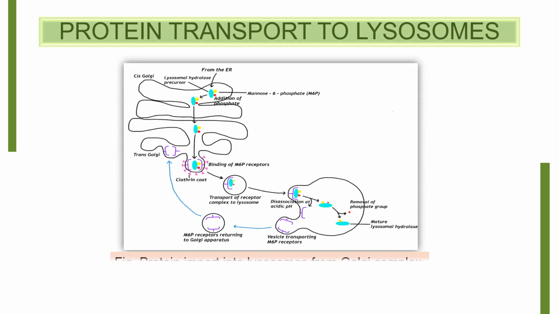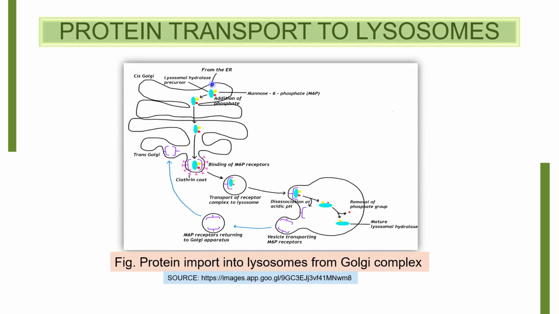Protein transport to lysosomes. Proteins destined for lysosomes are sorted by the presence of mannose-6-phosphate, which binds to mannose-6-phosphate receptors, or M6P receptors, present in the trans-Golgi. Binding of the protein to its receptor eventually leads to the budding off of vesicles from the trans-Golgi network, which then fuse with the lysosomes. This results in the release of the contents from the receptor into the lysosome, and the receptor eventually buds off from the lysosome and fuses again with the trans-Golgi network.